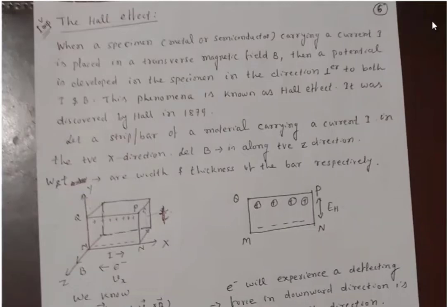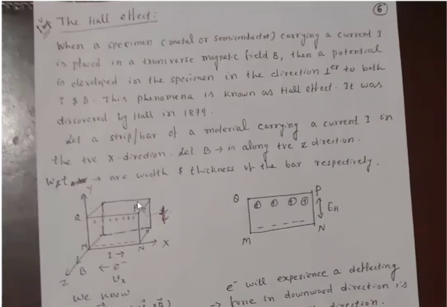So let us first discuss what is Hall effect. When a specimen, that specimen can be a metal or can be a semiconductor, carrying a current I is placed in a transverse magnetic field B, then a potential is developed in that specimen. And that potential is developed perpendicular to both current and the magnetic field. So this type of effect is called the Hall effect.